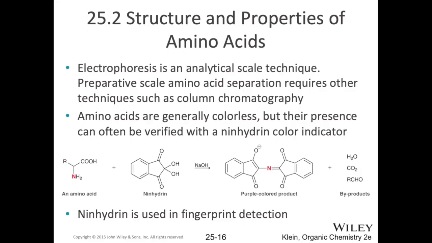If you really want to, on a larger scale, separate out a mixture of amino acids, you can use techniques we've already seen before, such as column chromatography.